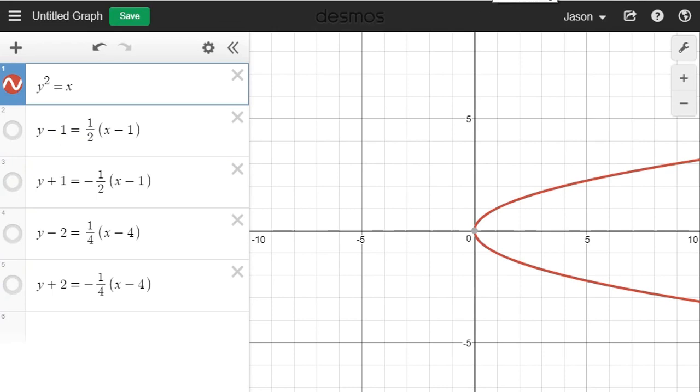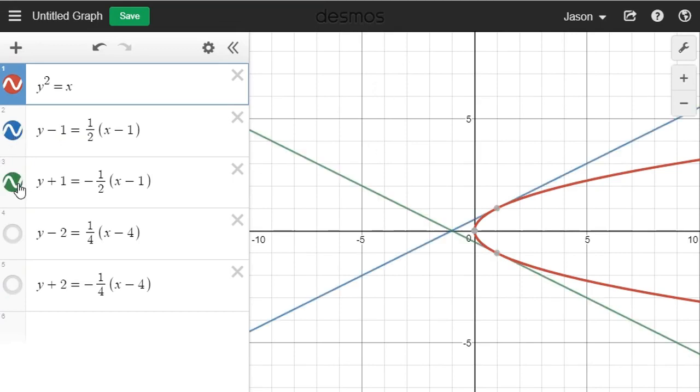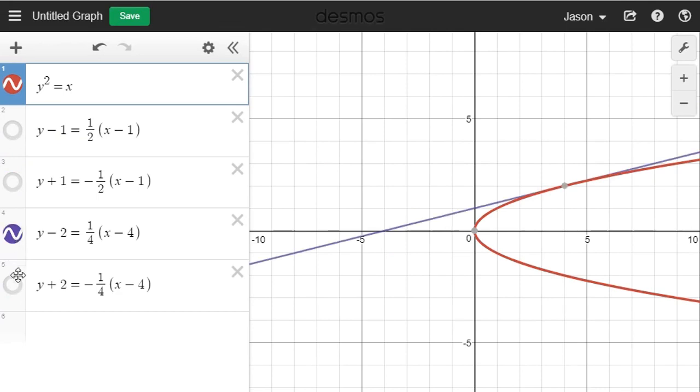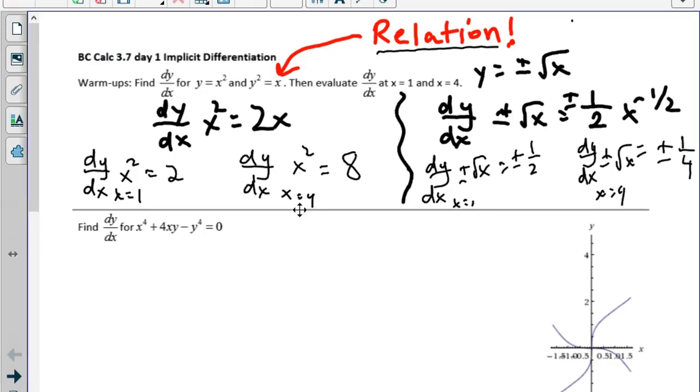So what I want to do is show you these actual tangent lines. You have a slope of 1/2 and a slope of negative 1/2 at the points 1, 1, and 1, negative 1, respectively. And then at the points 4, 2, and 4, negative 2, you have slopes of 1/4 and negative 1/4, respectively. And that should make sense after we take the derivative, keeping in mind that there should be a plus or minus square root of x.